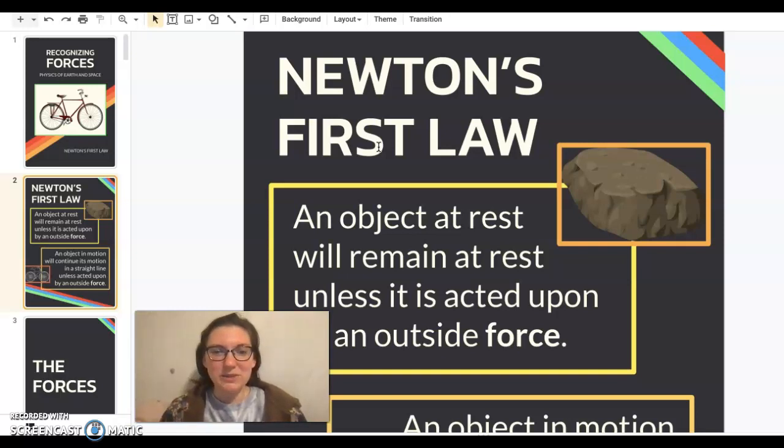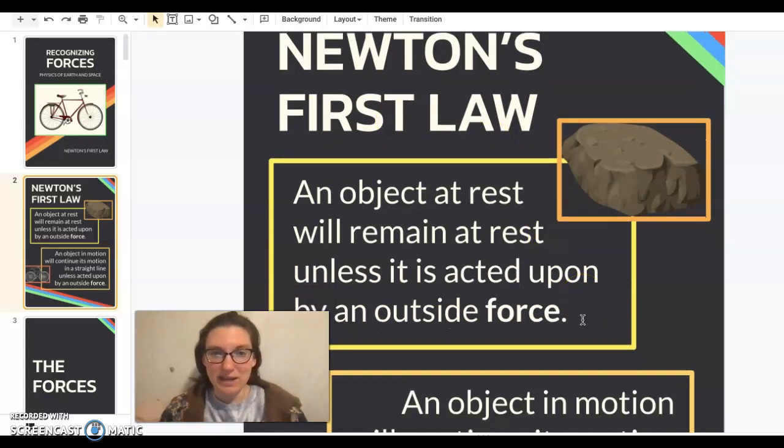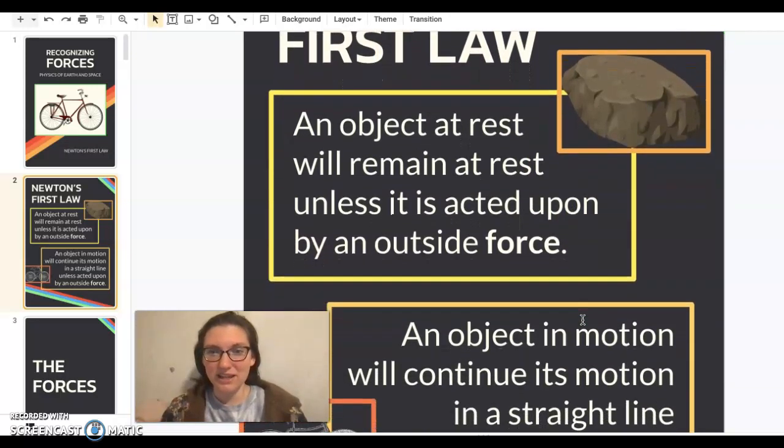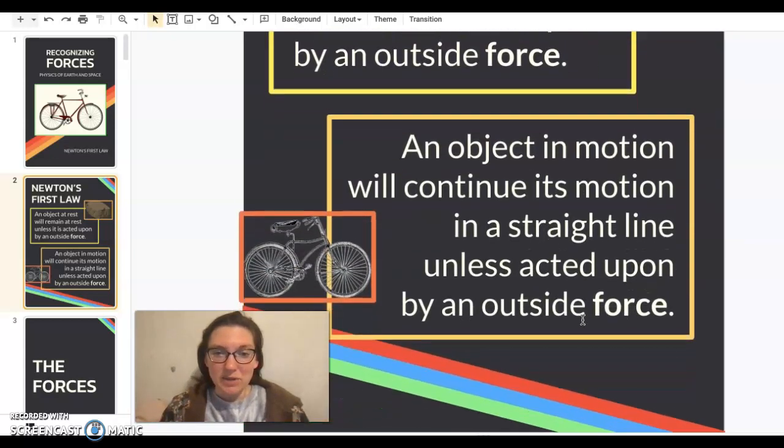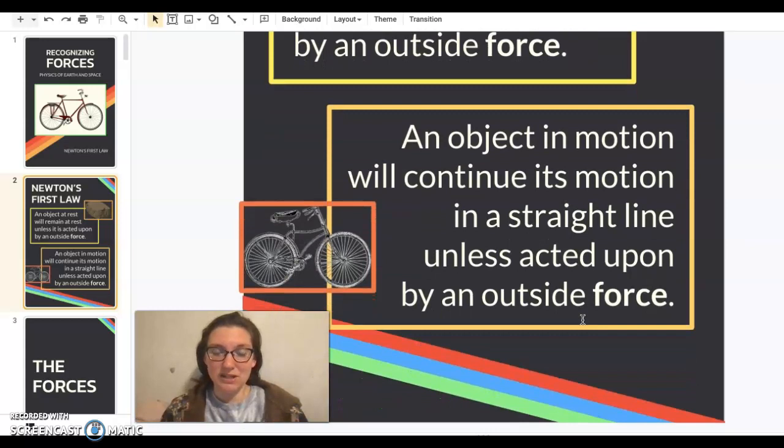So an object at rest will remain at rest unless it is acted upon by an outside force, right? If there is a rock there, it's going to just hang out unless something moves it. Whereas an object in motion is going to continue its motion in a straight line unless it's acted on by an outside force, right? So basically, everything kind of keeps doing what it's doing unless it has reason to do something different, right?